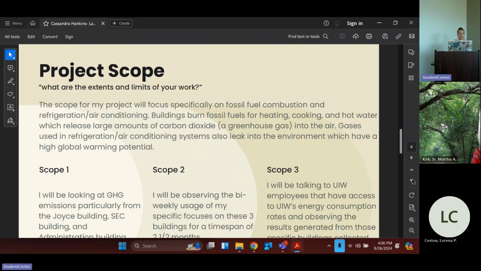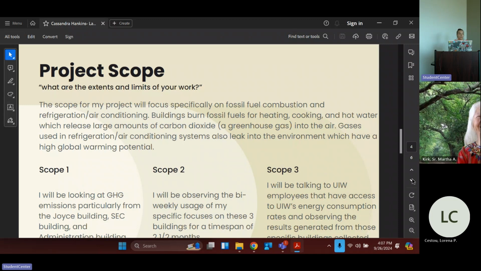The first scope that I looked at is limiting the extent of my work. Even though UIW is a relatively smaller campus compared to other larger universities, we still have a lot of buildings, and it would be really difficult to examine all of them. So I decided to limit myself to three, and the ones that I have chosen are the Joyce Building, the SEC Building, and the Administration Building.